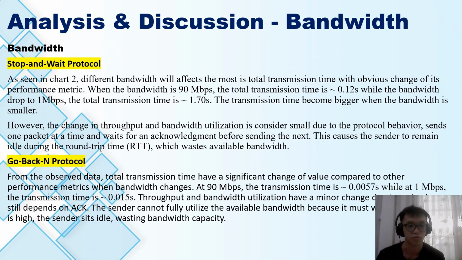Analysis and discussion on bandwidth. Stop and wait protocol. As seen in chart 2, different bandwidth affects the total transmission time the most, with an obvious change in its performance metric. When the bandwidth is 90 MB per second, the total transmission time is around 0.12 seconds, while when the bandwidth dropped to 1 MB per second, the total transmission time is 1.7 seconds, so the transmission time becomes bigger when the bandwidth is smaller.